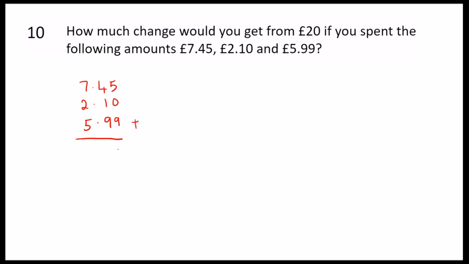5, 0 and 9 added together gives me 14. 1, 4, 1 and 9 gives me 15. And 1, 7, 2 and 5 gives me 15. So I think we've spent £15.54 on these 3 items just here mentioned.